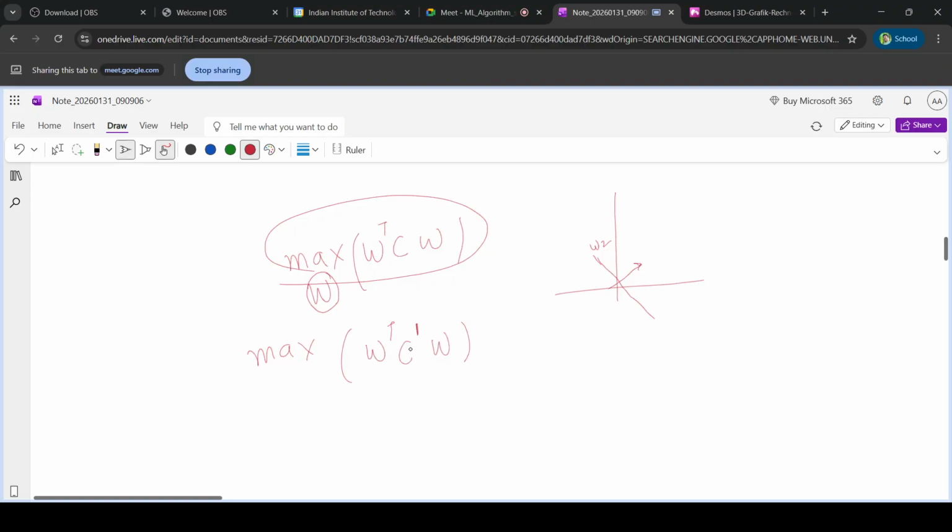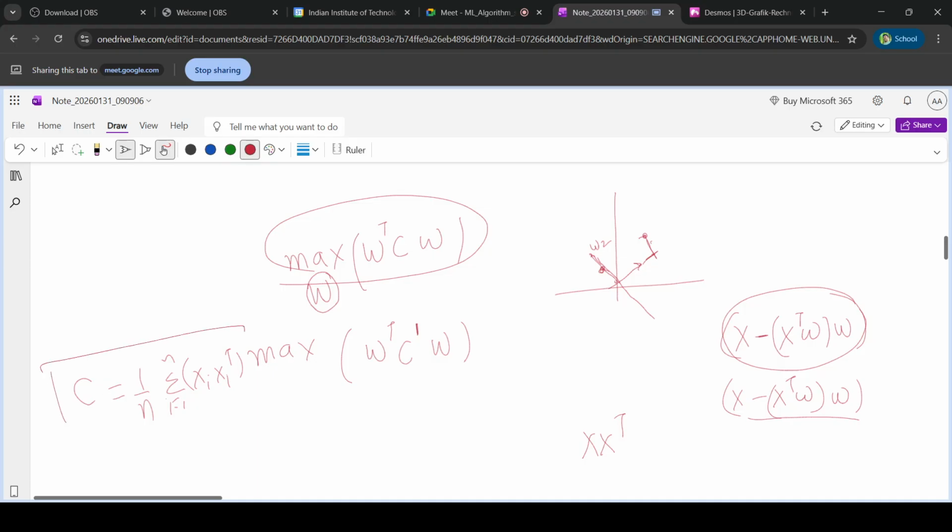Why C dash? Because earlier the point was simply x, but now the point is x minus your error matrix, x minus x transpose w into w. This is your point. Earlier the point was x, but now you are interested in this error and you are putting all the errors here. These are the errors. This is now our single point, x minus x transpose w into w. And what is C? C is 1 upon the summation of i equal to 1 to n of xi into xi transpose.